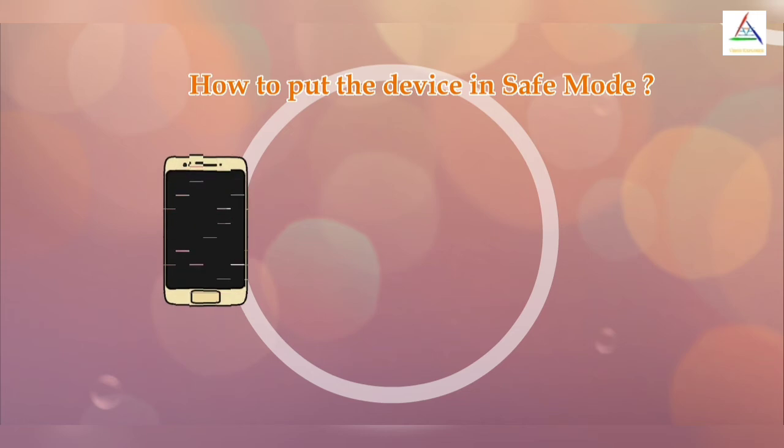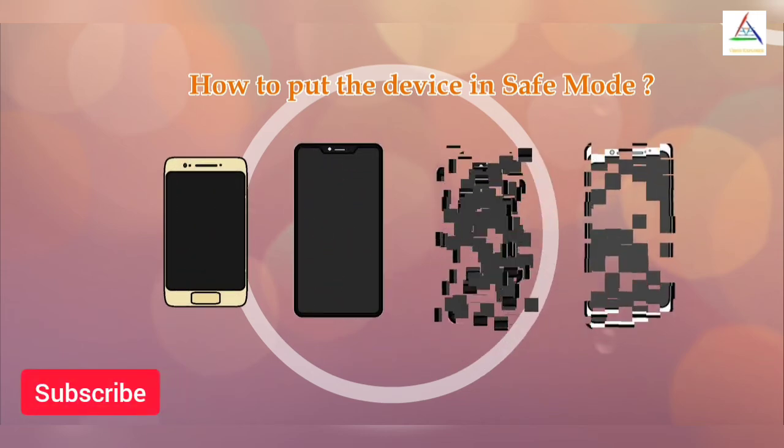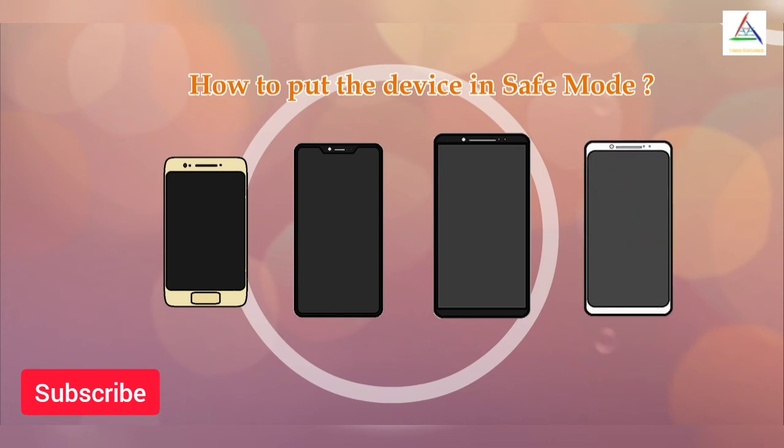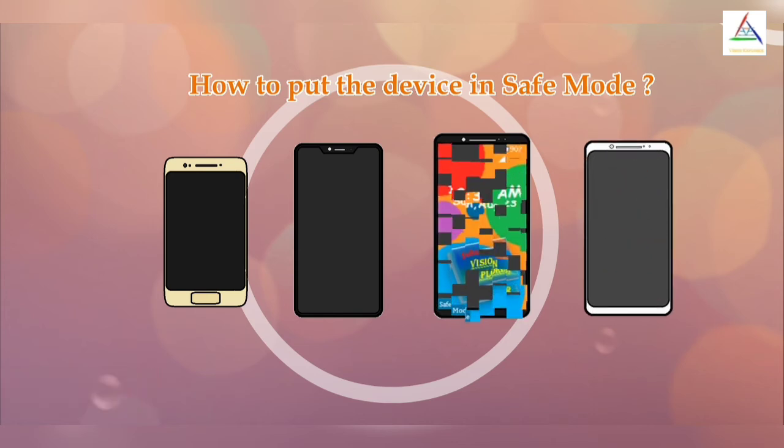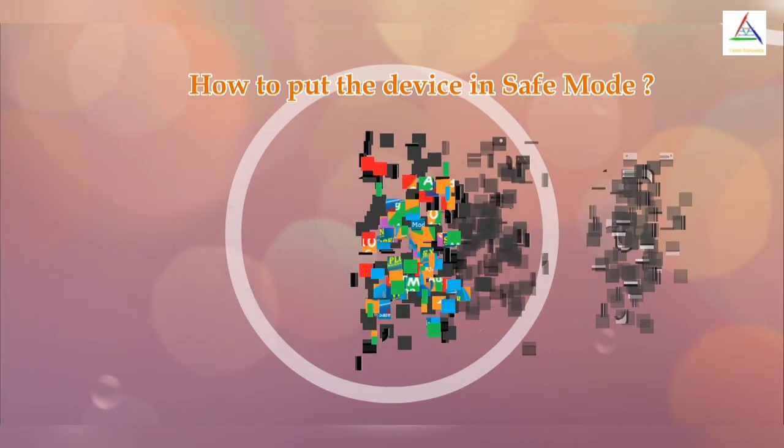So now let's see how to put the device in safe mode. For different devices there are different methods. Some devices may get into safe mode by powering off the device and then powering it on, and when the manufacturer's logo appears, press and hold the volume down key, and if done the right way, the device will get into safe mode.